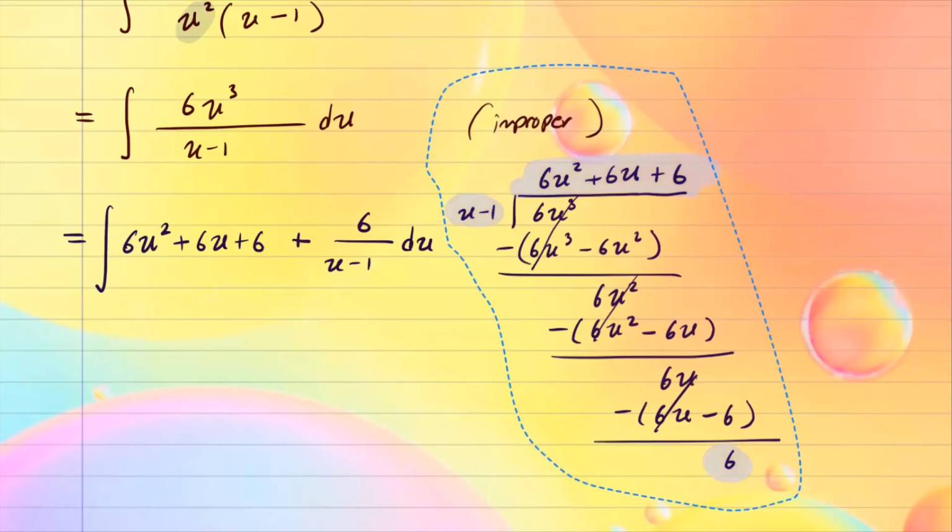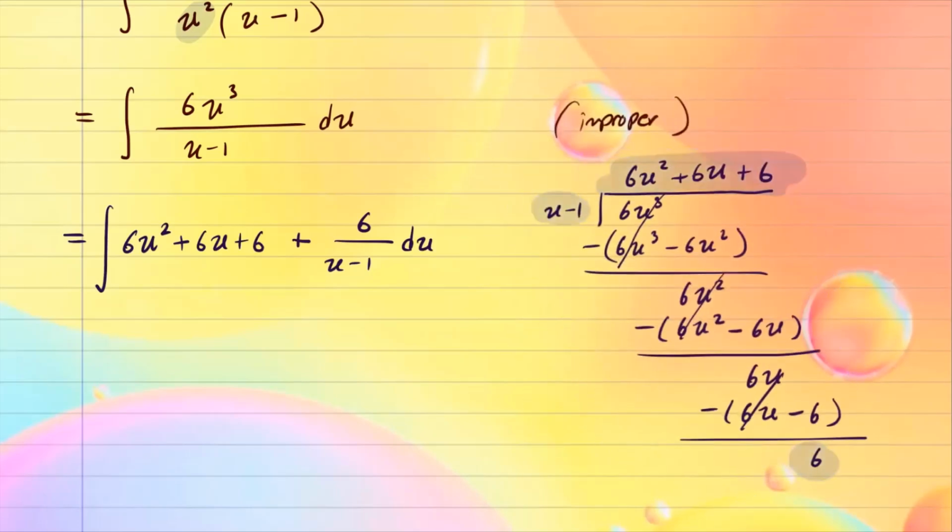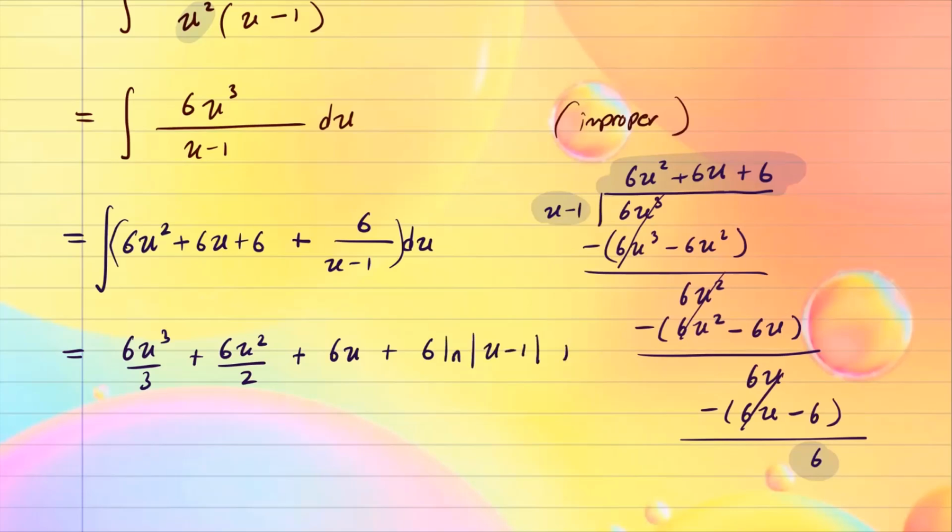And now we're ready to integrate each of these pieces, since they're very easy to integrate. The first one we integrate by using the power rule. So 6u squared will be 6u to the third over 3. And then the second one is also the power rule, 6u to the second power over 2, plus the integral of 6 with respect to u, that's 6u. Plus 6, the last one, you can use a u-substitution or another substitution, really. And you'll see this will be 6 times ln of the absolute value of u minus 1, plus c.